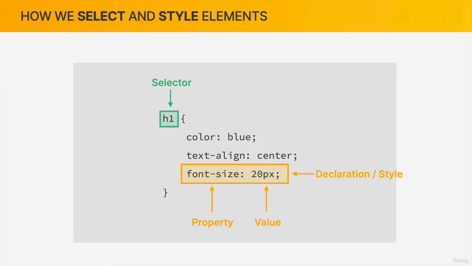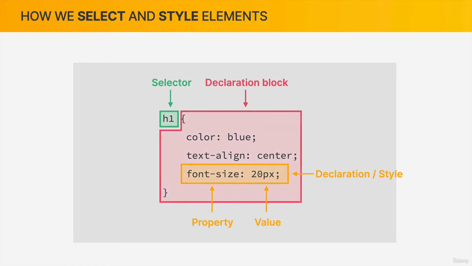Then all of these declarations or styles together make up the declaration block. So we have these curly braces after the selector, and inside of the declaration block go all the different declarations, so all our styles. And all this, so basically the selector plus the declaration block, is what we call a CSS rule.